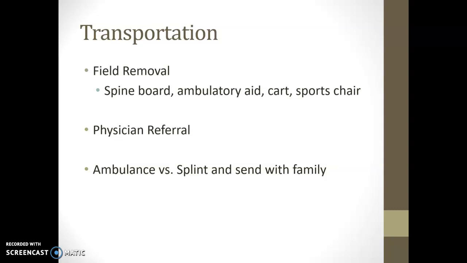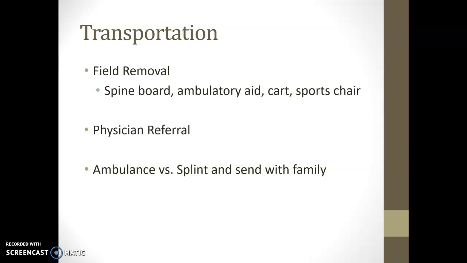So for field removal, we do have lots of ways that we can do that. A spine board would be used if we suspect any sort of injury with their spine, all the way up from their skull down to the base of their spine and their hips and pelvis. We would use them on a spine board.